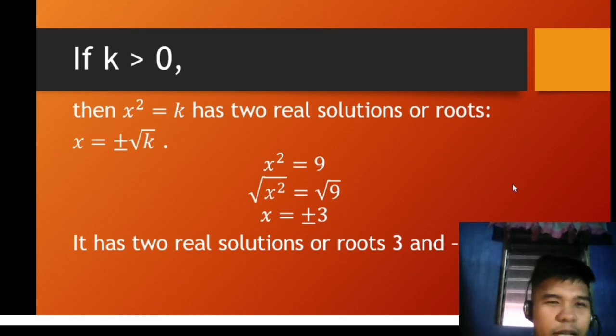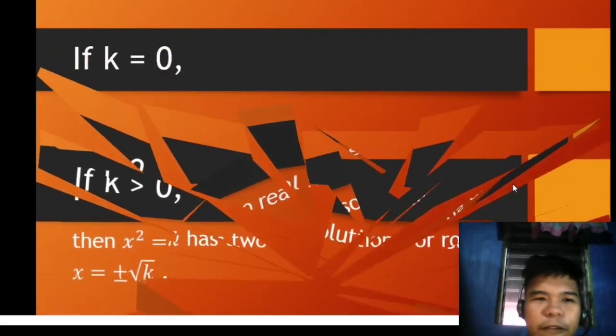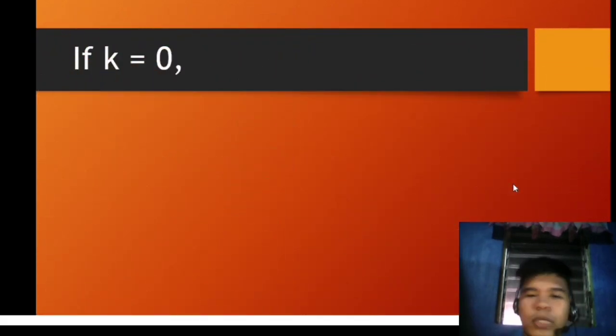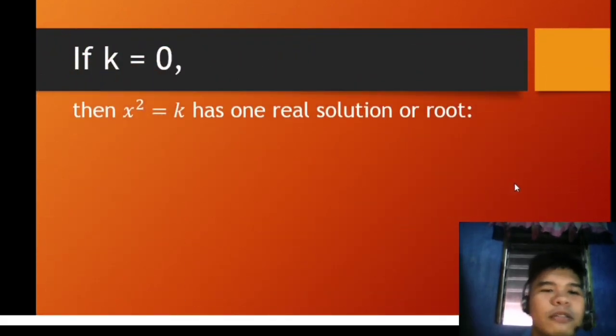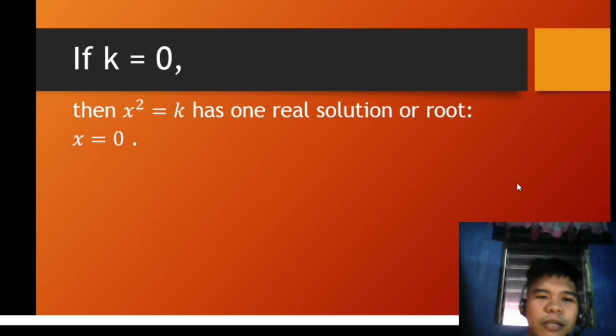The second property is if k is equal to 0. If k is equal to 0, then x squared equal to k has one real solution or root, and that is x equal to 0. Let's have an example. We are given here r squared equal to 0.